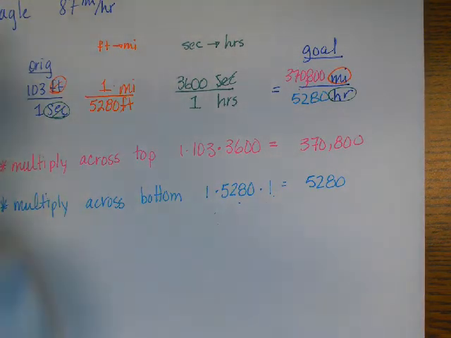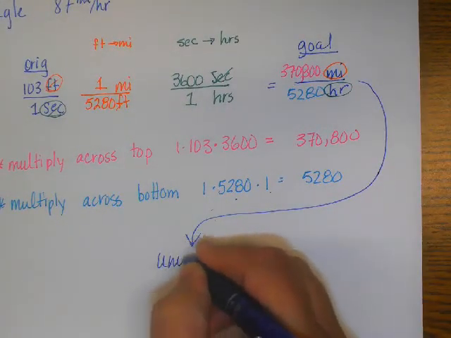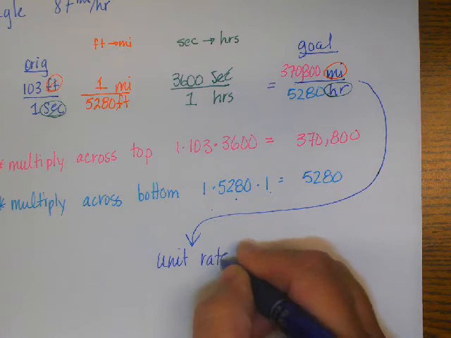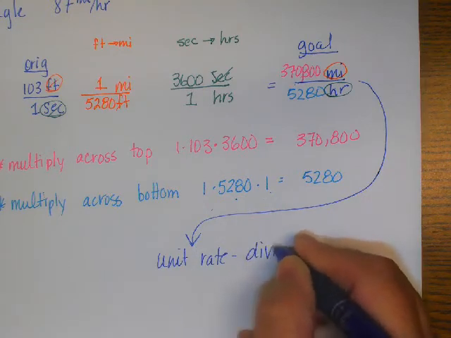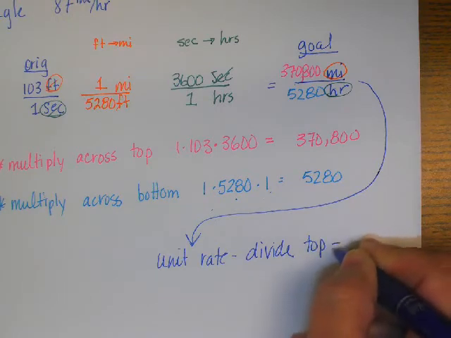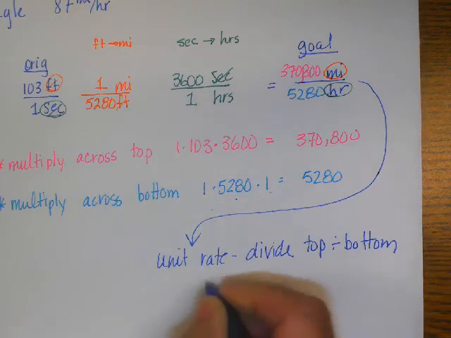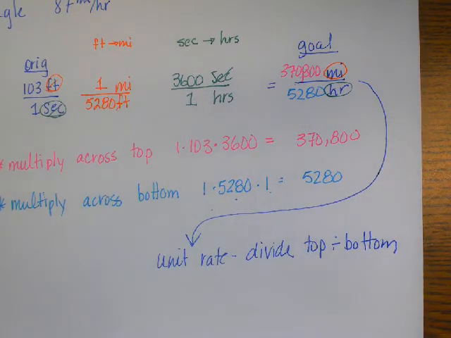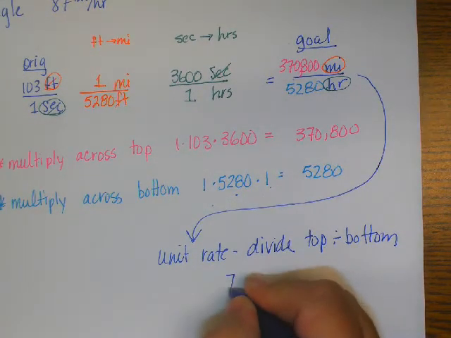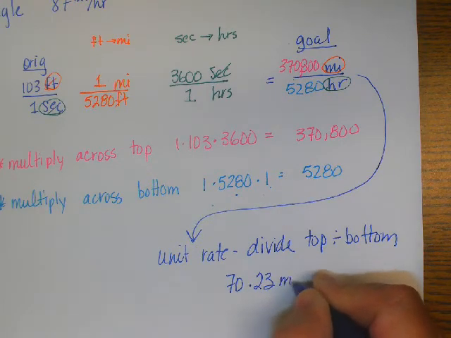But we want to make that a unit rate. So to make this a unit rate so that we can compare, you're going to divide the top divided by the bottom. Numerator divided by denominator. So I'm going to take 370,800 and I'm going to divide it by 5,280. And that's going to give me 70.23 miles per hour.